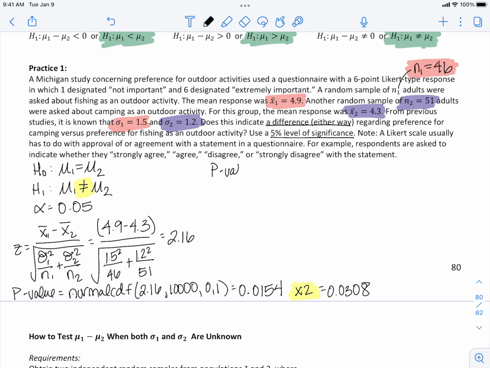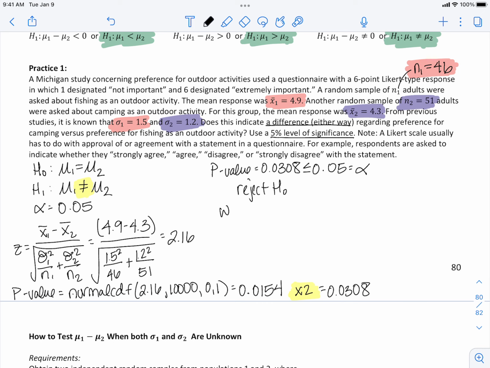Our next step is to compare the p-value to alpha. So our p-value is 0.0308. Alpha is 0.05. In this case, our p-value is less than or equal to alpha. So I want you to decide, would you reject or fail to reject the null hypothesis and make your conclusion? Go ahead and take a moment. In this case, we would reject the null hypothesis.